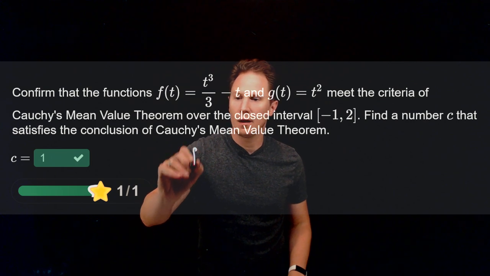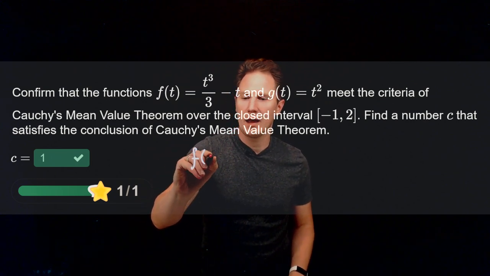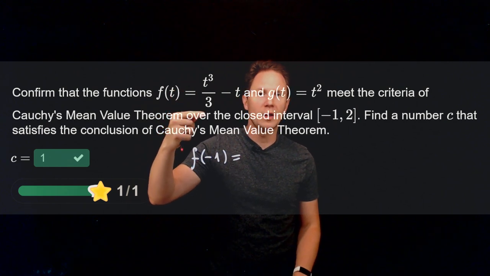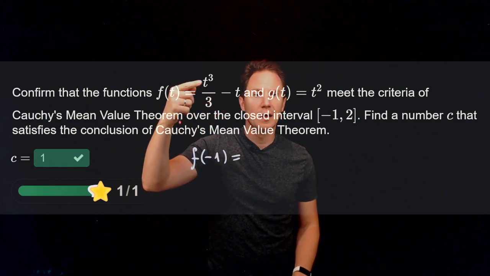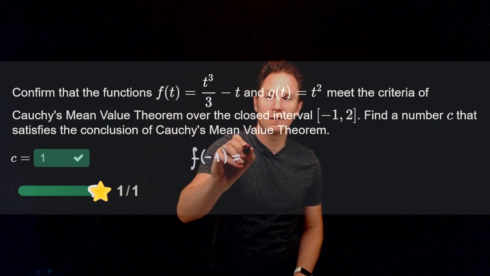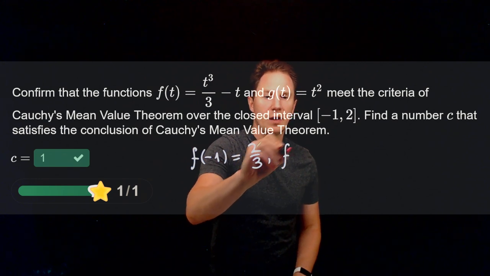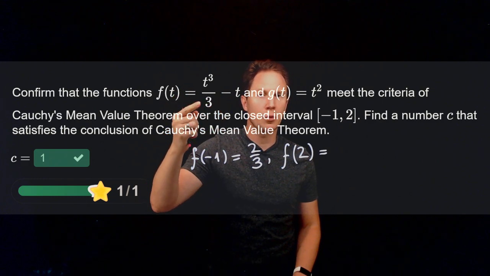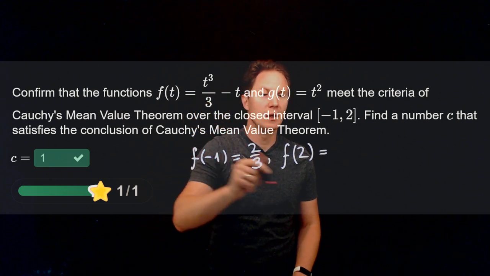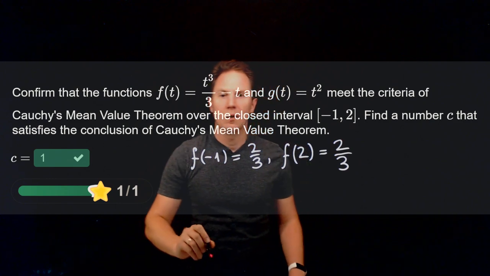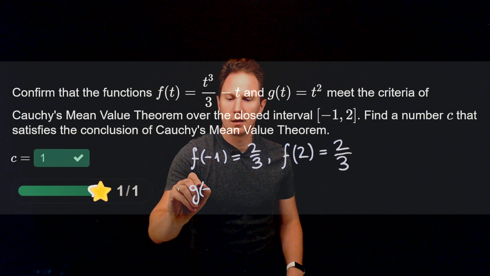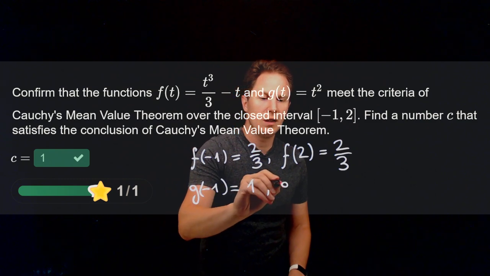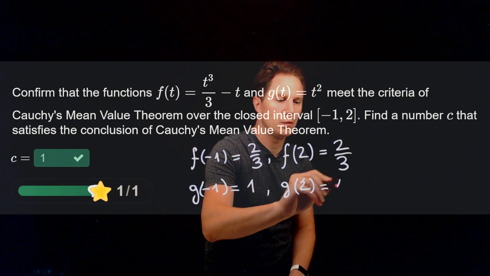So we need the endpoint values of f and g. So f at negative 1 will be negative 1 cubed over 3 minus negative 1. So that will be negative 1/3 plus 1, that is 2/3, whereas f at 2 will give us 2 cubed over 3 minus 2, so that's 8 over 3 minus 2, which is 6 over 3, so again we get 2/3. Whereas the endpoint values of g, that is g at negative 1, is just negative 1 squared, that's 1, whereas g at positive 2 is 2 squared, which is 4.